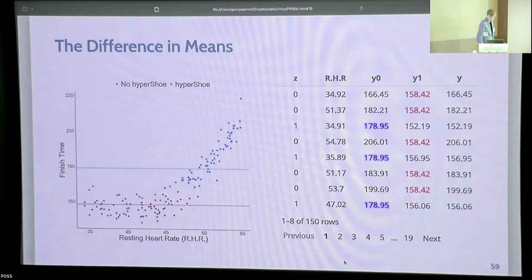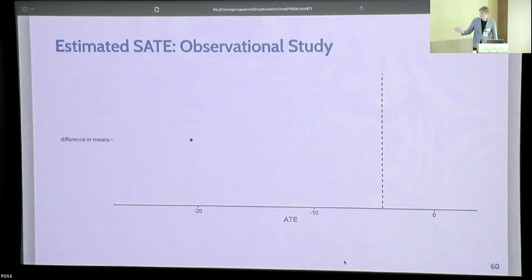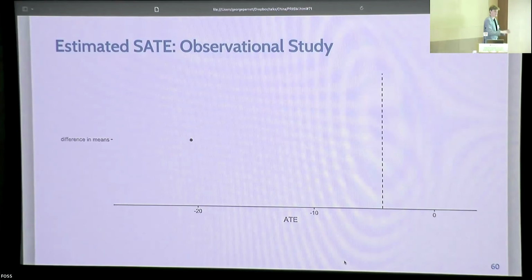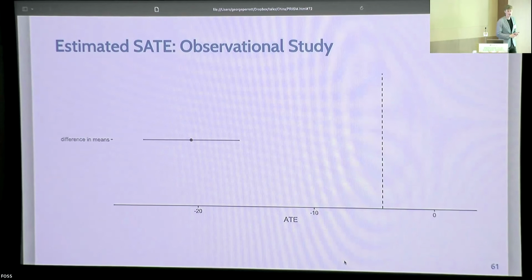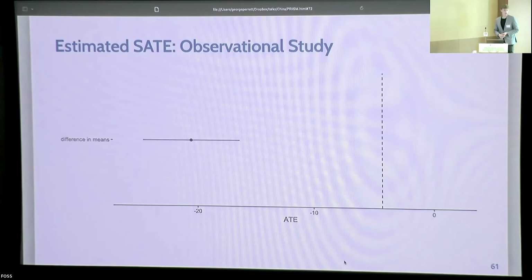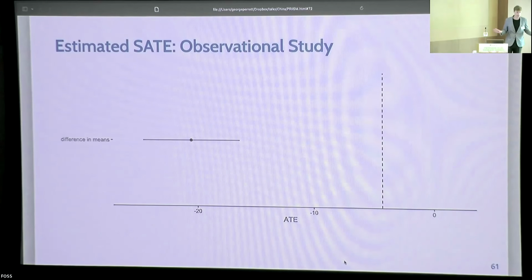So here's the difference in means. Now, if we actually take that average, if we do our t-test, we'd get an estimated causal effect of -20. So -20 minutes seems huge. What happens when we factor in the uncertainty? It's not covering the truth. So this dashed line is the true SATE. Our statistical model is just giving us the wrong answer.